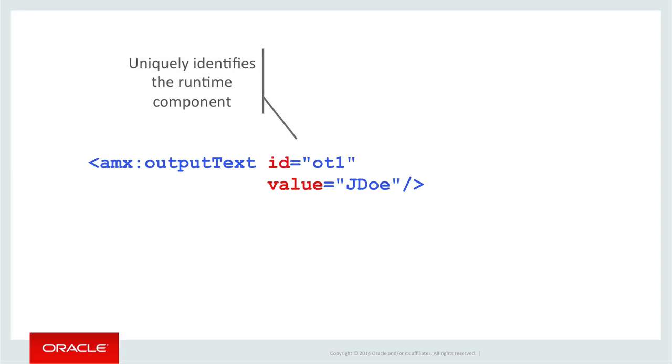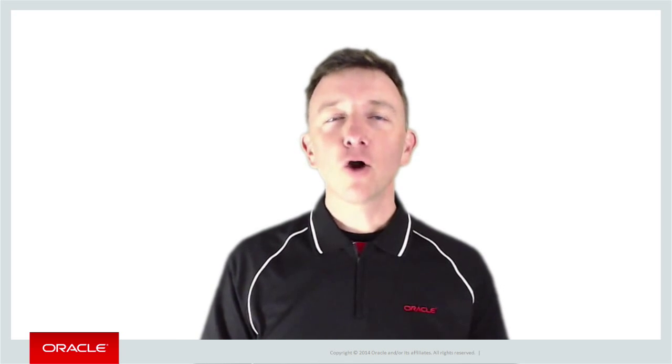The ID property with the value OT1 identifies this output text component from all the other components on the page. The value property, hard-coded to JDo in this case, is what will be displayed on the screen at runtime. Properties like the ID property are common to all components and deliver the same functionality across all those components. Generally speaking, across components, if a property is named the same, it provides the same function.